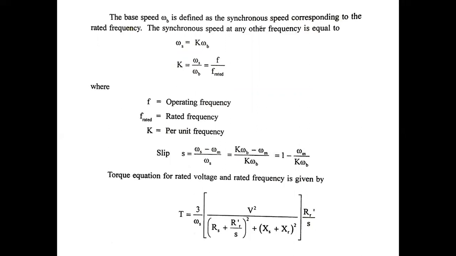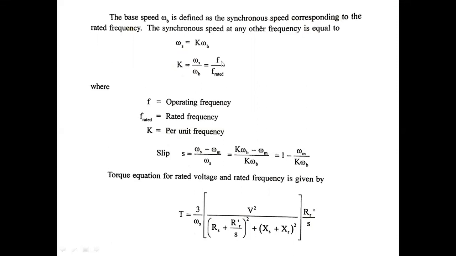Similarly, we can write the operating speed as omega s and the base speed of the induction motor as omega b. This base speed defines the rated speed, and omega s is the operating speed in radians per second. So omega s by omega b equals f by f rated; you can write it as 2 pi ns by 60 over 2 pi ns by 60, and ns is 120 f by p. Here also ns equals 120 f by p. So 120 by p cancels, and we get f by f rated.